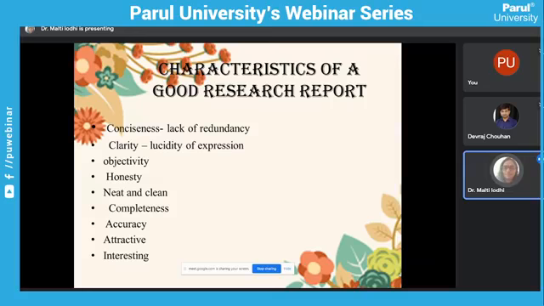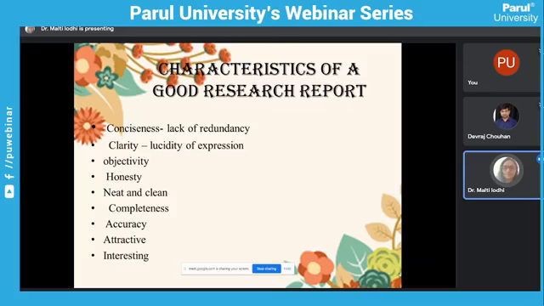Then neat and clean. When we are presenting our research report, you have to present it neatly and cleanly. Whether in table form or pictorial diagrams, whatever you are using, that should be clear. Then completeness. You must remember that while you are disseminating or communicating your research findings, they should be complete.